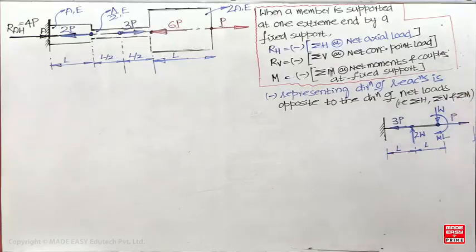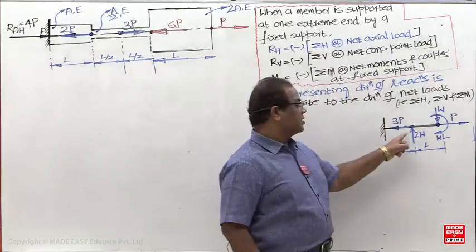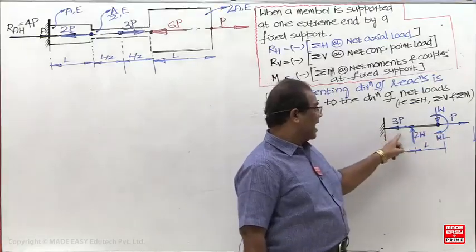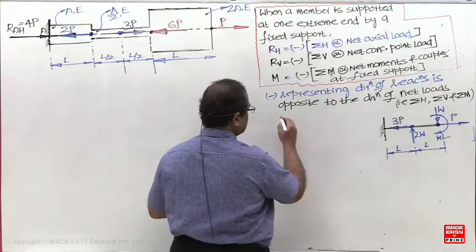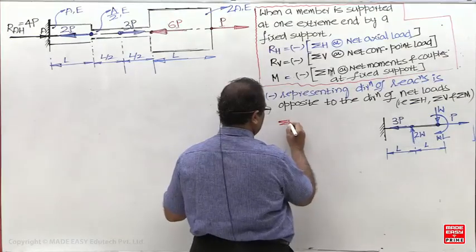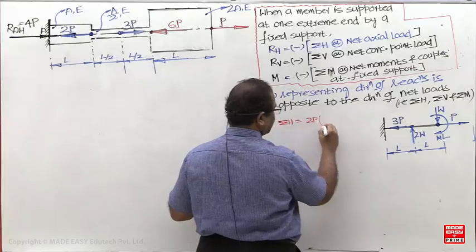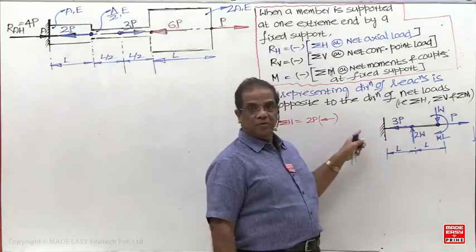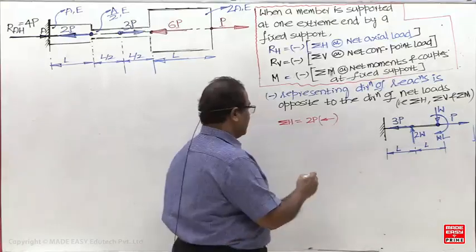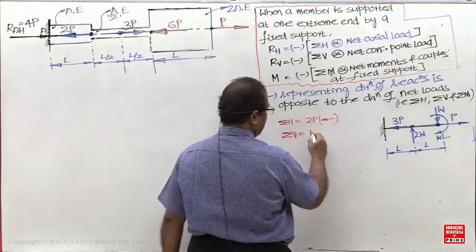Now in this question, directly, what is the answer? What are the reactions? What is the sum of the horizontal forces, or net axial load? How many axial loads are there? 2. So what is the net axial load? 2P towards left side, P towards right side, so net is 2P towards left side. What is sigma V? W upward.